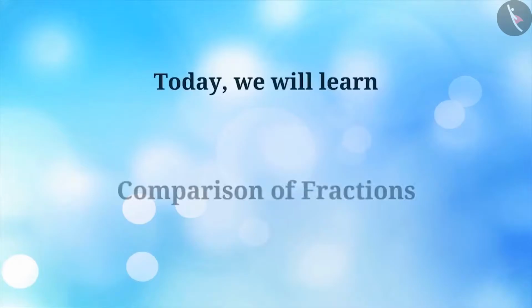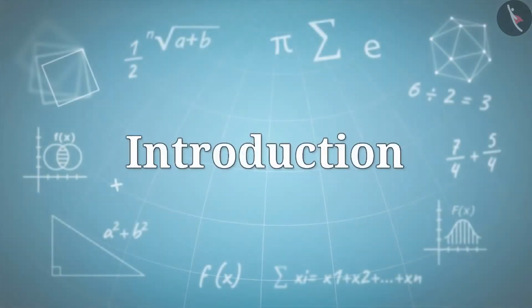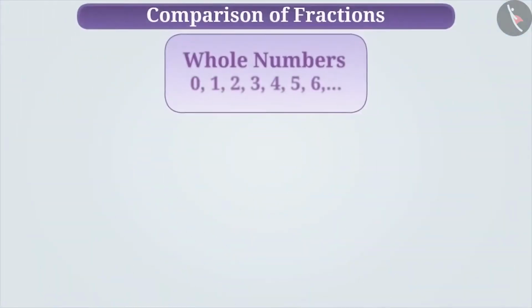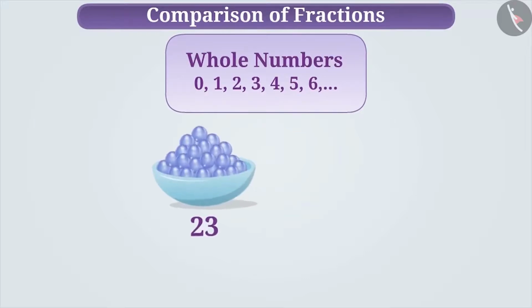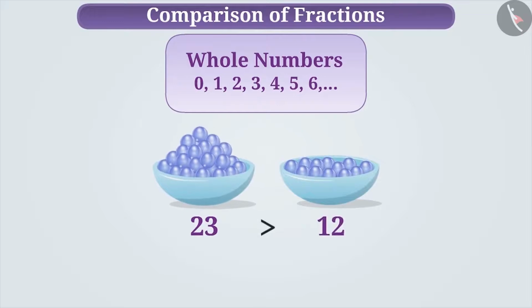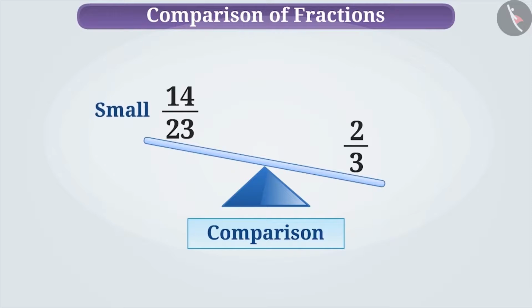Today, we will learn comparison of fractions. In general, we can easily compare whole numbers. For example, 23 marbles are more as compared to 12 marbles. But comparing fractions is not easy. For instance, 14 by 23 may appear greater than 2 by 3, but in reality it is smaller. To find out which fraction is smaller and which is greater, it is necessary to understand how to compare fractions.